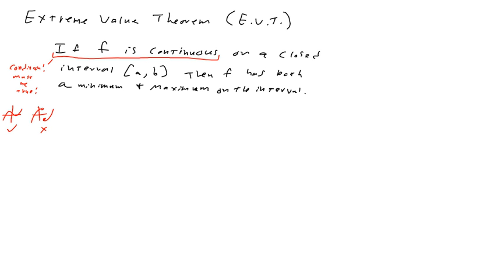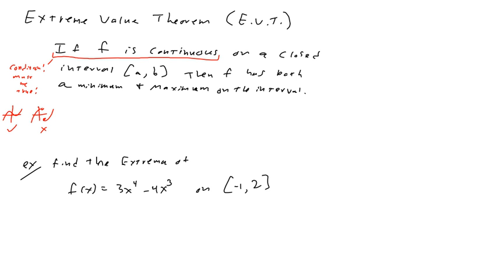Find the max and min of, find the extrema of the following function. f of x equals 3x to the 4th power minus 4x to the 3rd power on the interval -1 to 2. Find the extrema.